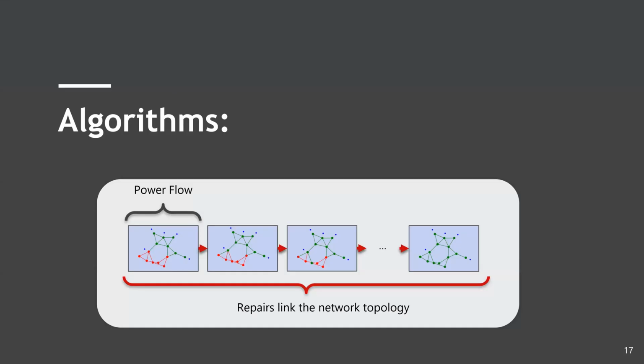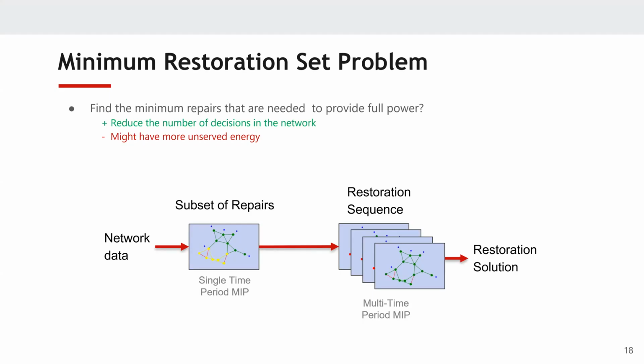On the algorithm side, I'm going to go into a bit more detail about what are some algorithms we're considering in this set. One of them is going to be a pre-processing step that we call the minimum restoration set problem. This is a pre-processing optimization problem that is going to find the minimum number of repairs that are needed to provide full power in the network.